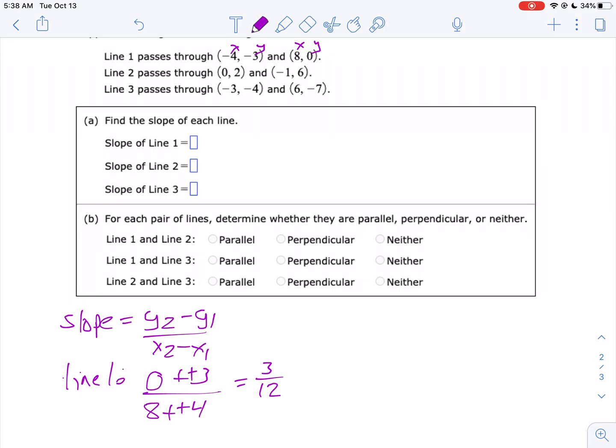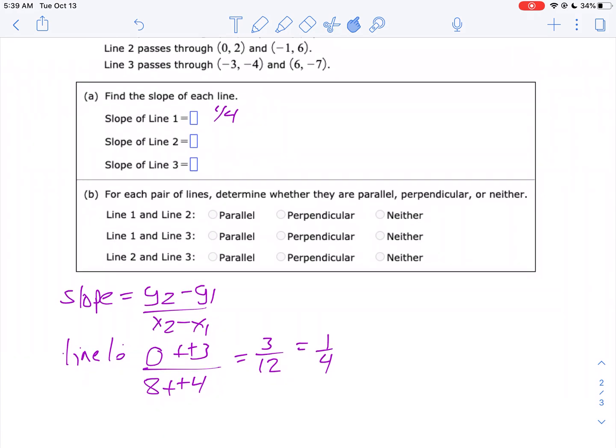Now, that is the correct slope, 3/12. However, since you're going to compare, I think it's a lot easier if you reduce it. So this would be 1/4. So the slope of line 1 is going to be 1/4. The computer will count that wrong if you put 3/12. I would count it correct, but it'll be easier if we start doing part B.